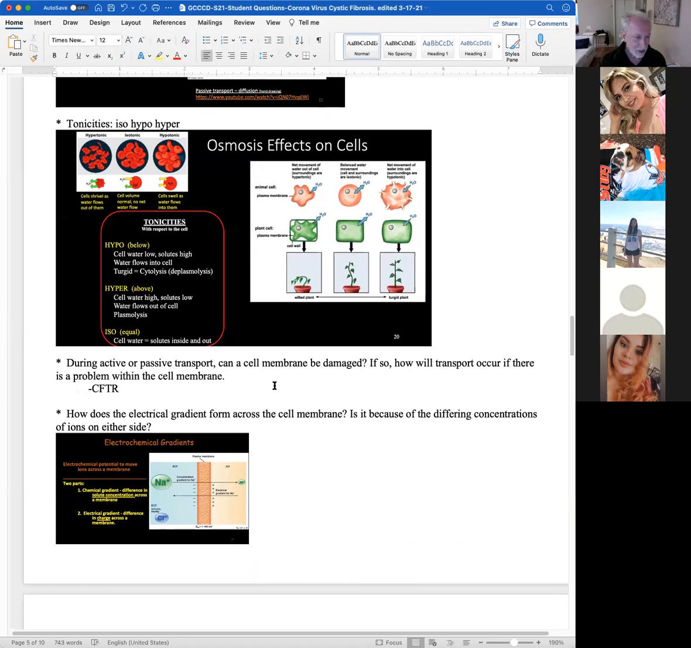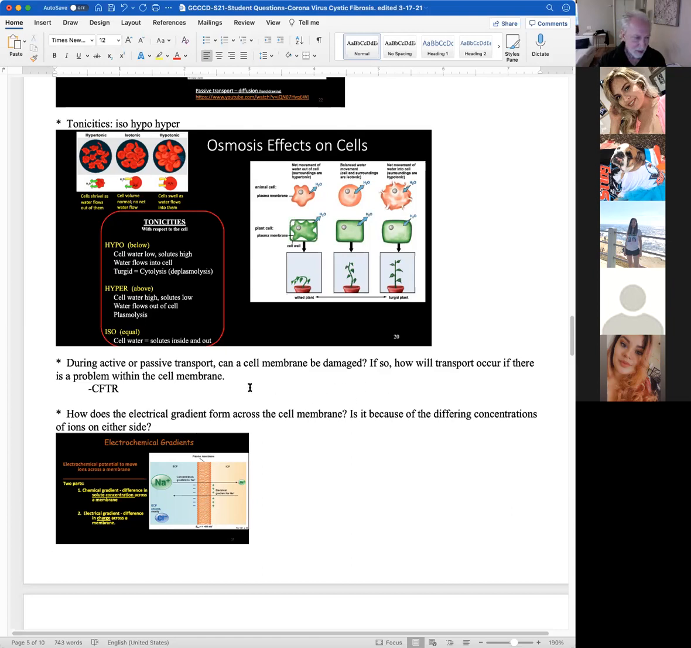One question asked during transport, can the cell membrane be damaged? I think the act of transport alone does not damage the membrane, but other things can.